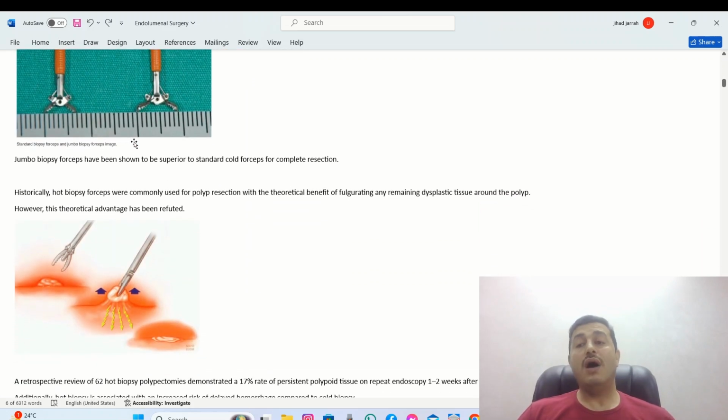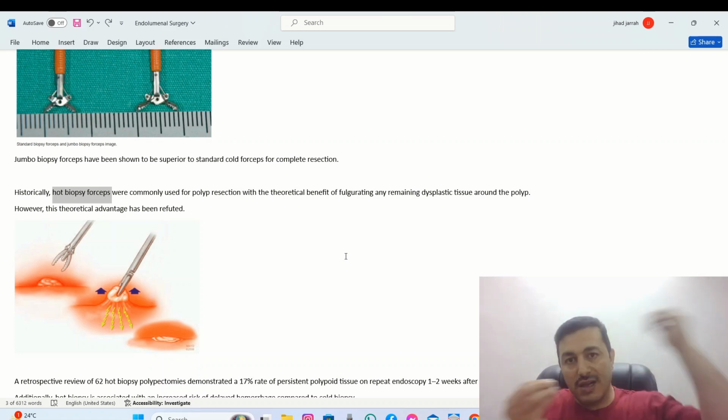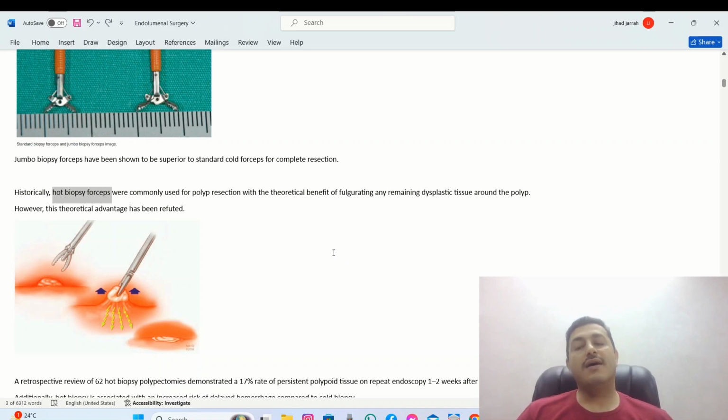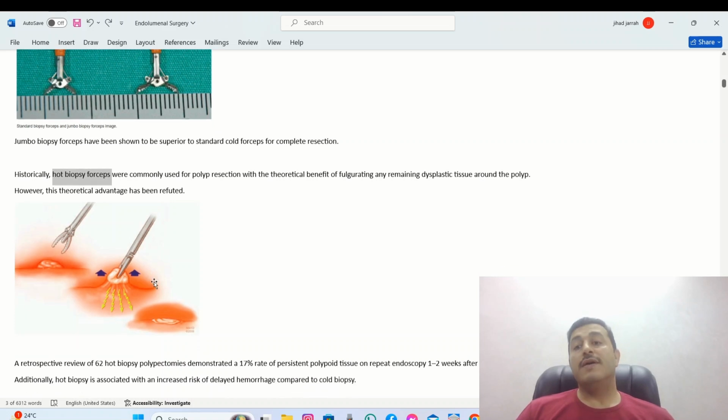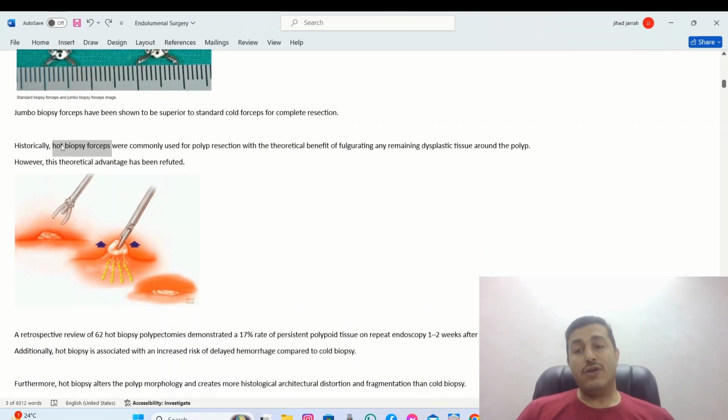Okay, what about hot biopsy forceps? What do we mean by hot? It's using a kind of electrocoagulation when we remove the lesion. Actually, with cold biopsy, what we do is avulsion of the lesion or polyp. In hot biopsy, there is a kind of electrocoagulation and fulguration. Theoretically, in the past, they thought that hot biopsy is better in that it will add a benefit of fulguration of the remaining dysplastic tissue by just cauterization.